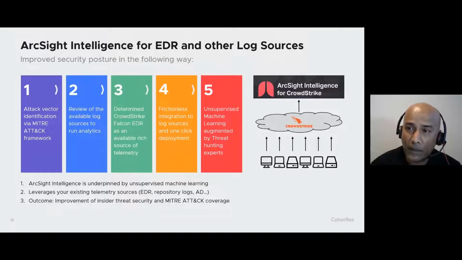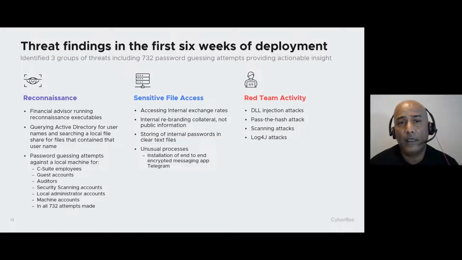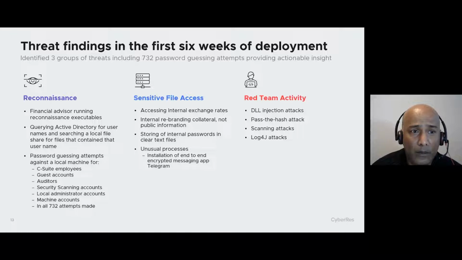The Falcon Cloud sent the data to ArcSight Intelligence, which is an unsupervised machine learning engine, augmented with human-based threat hunting experts. Thus, they were able to leverage the existing telemetry from the EDR data and also repositories and AD, and were able to give a dramatic improvement in the insider threat program against the MITRE ATT&CK coverage. When the solution was implemented, a dramatic result was shown in terms of findings by our threat hunting team.